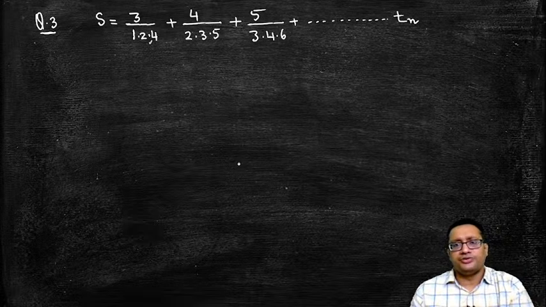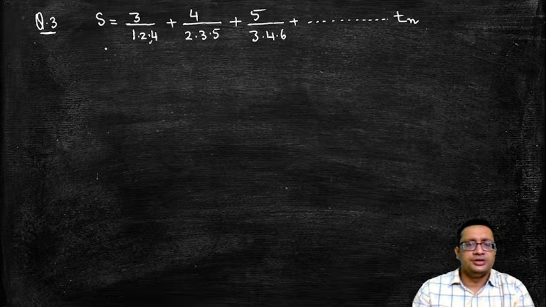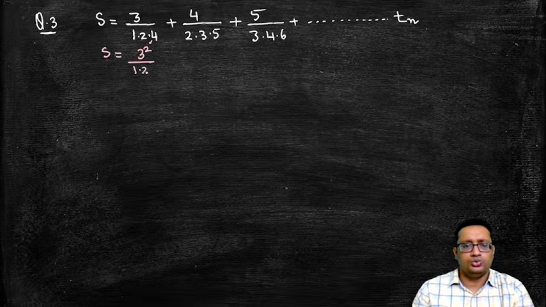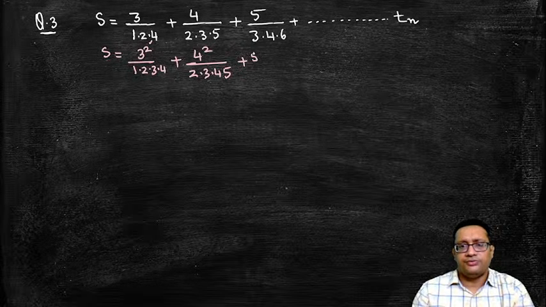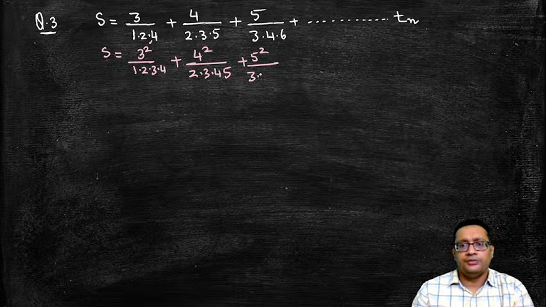The general concept is that we multiply with 3 and divide with 3. This becomes 3 square over 1, 2, 3, 4. This becomes 4 square over 2, 3, 4, 5. This becomes 5 square over 3, 4, 5, 6. Let's write here the nth term.